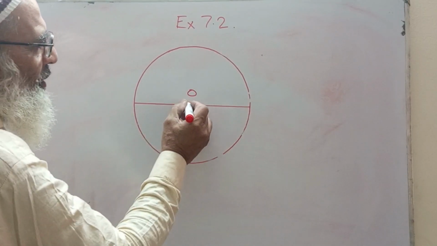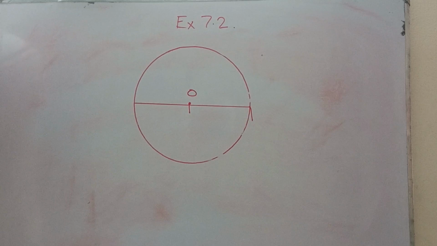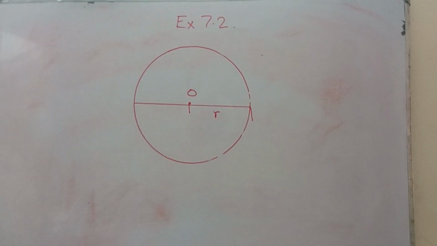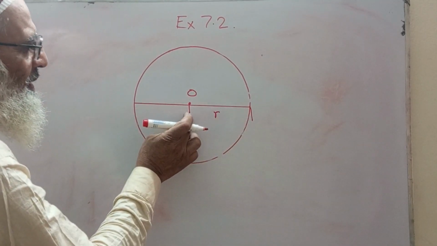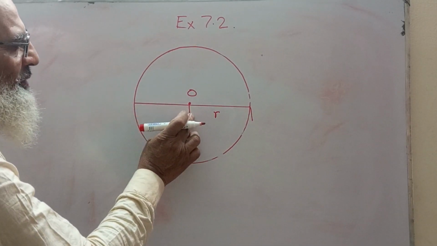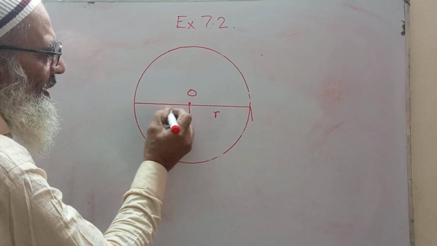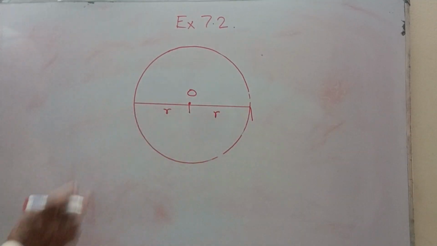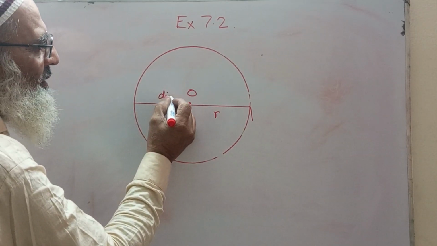Now from the center point O to the circumference, it will be called the radius. What will it be called? Radius. And of course, the same is true from the center to this point on the circumference; it is also a radius. When two radii are added together, summed together, then it is called the diameter.